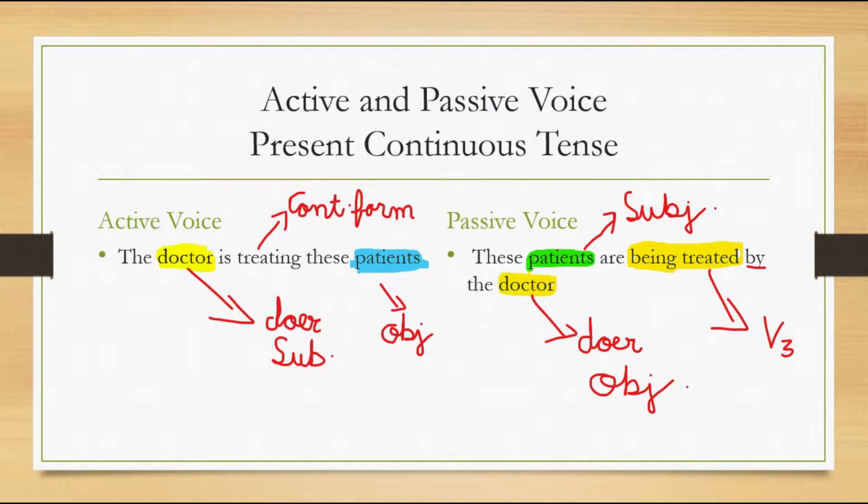But now you need to understand, in the active sentence we have doctor is, but here we have the patients are, because that is plural. So you will have a plural verb, and here you have by. That means the doctor is still doing the action. Though you have put this sentence in the passive voice, he is still the doer of the action.